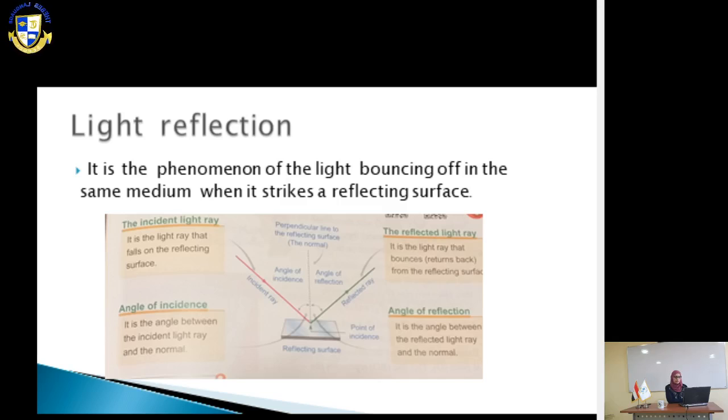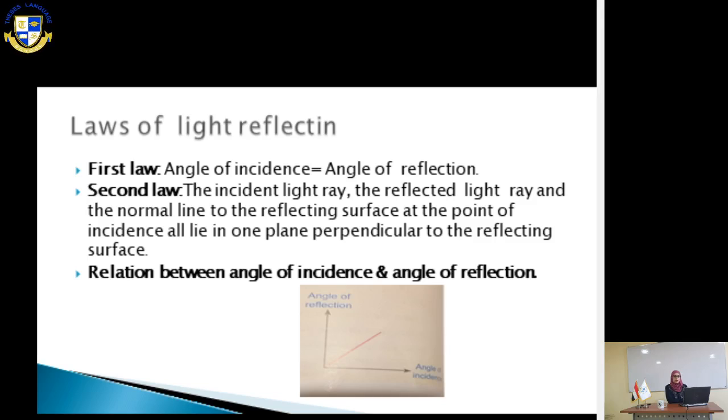Slide number 3. What are the laws of light reflection? First law: the angle of incidence equals the angle of reflection. What is the second law? The second law: the incident light ray, the reflected light ray, and the normal line to the reflecting surface at the point of incidence are all on the same plane, perpendicular to the reflecting surface.